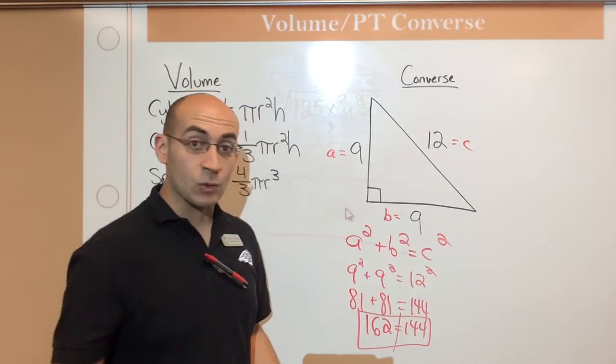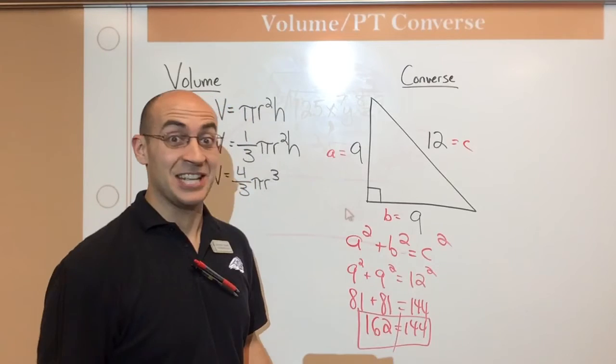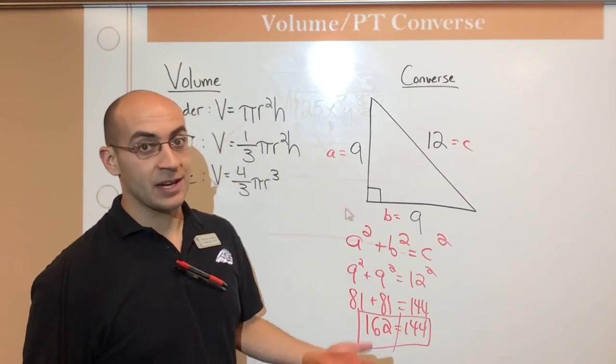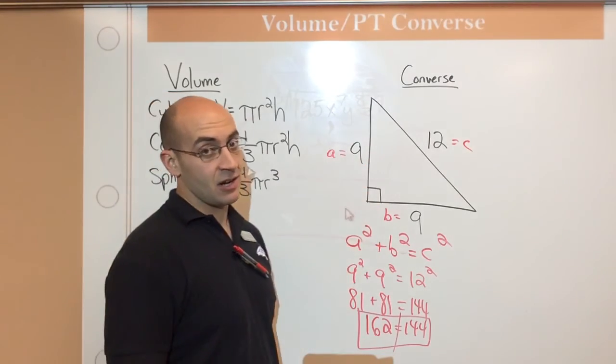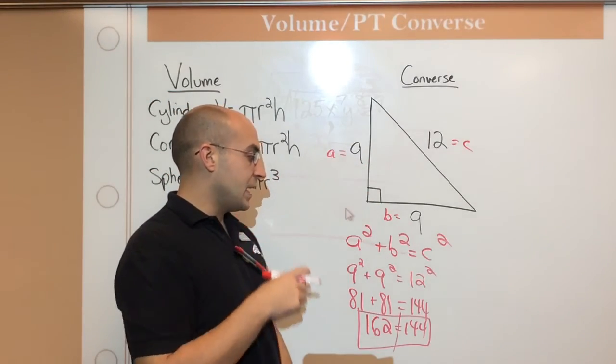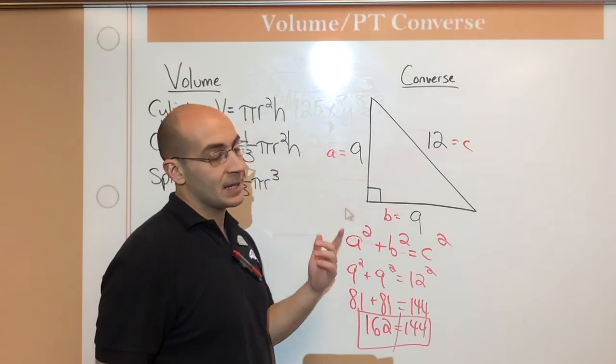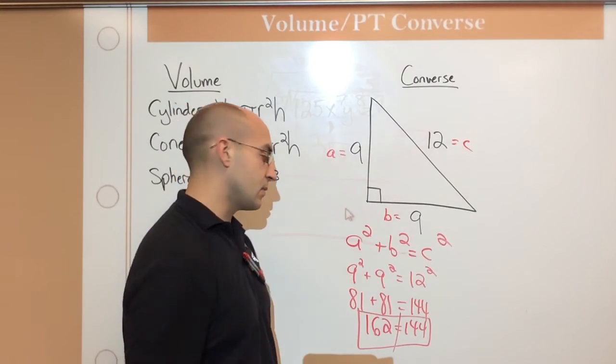The only number that equals 162 is 162, and vice versa. The only number that equals 144 is 144. So this is not true, which means this is actually not a right triangle. It doesn't work. Now, I'm not going to have you go to the next step on that yet, because you're going to get that in class with me.